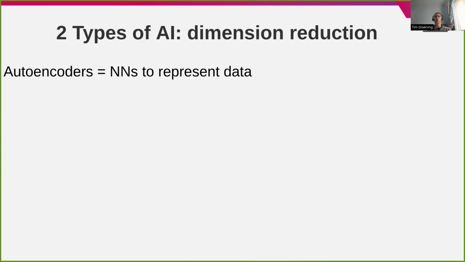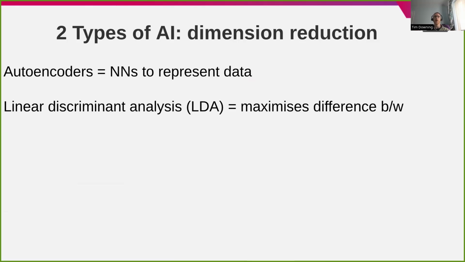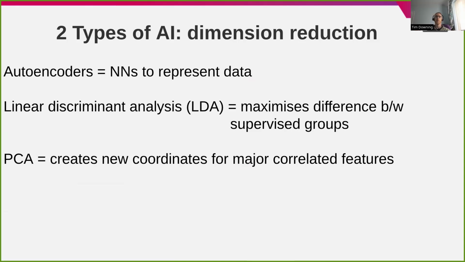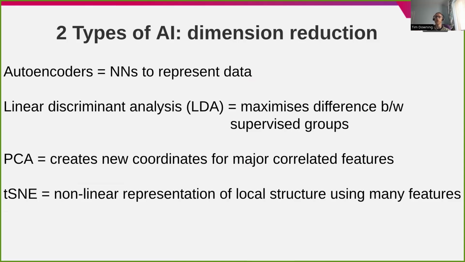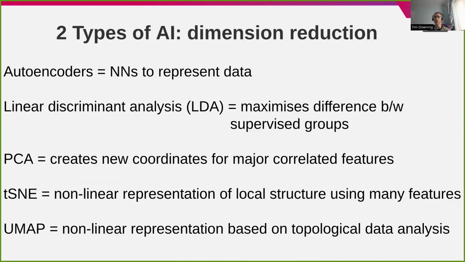We mentioned variational autoencoders before. They can be used for dimension reduction. LDA, linear discriminant analysis, is also effective for dimension reduction in terms of maximizing the differences between labeled groups. PCA we mentioned before, t-SNE we mentioned before for nonlinear effects, and UMAP as well.